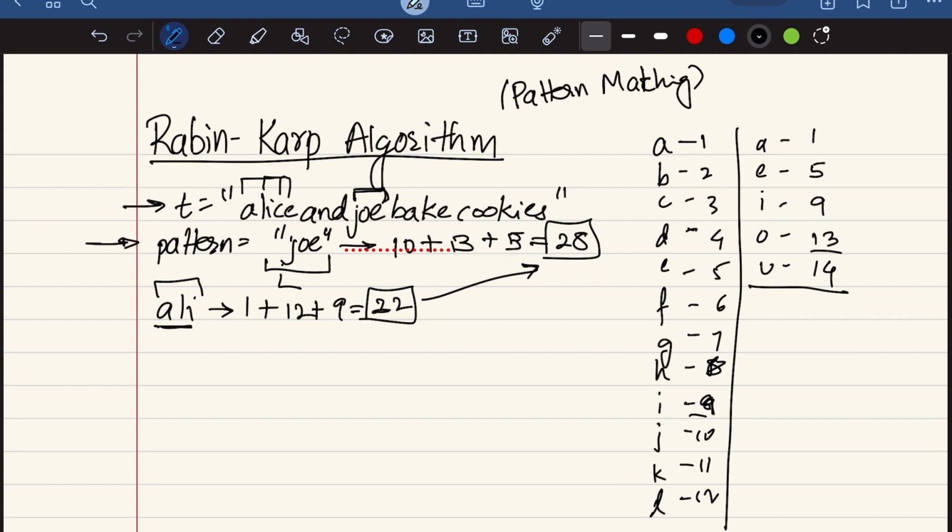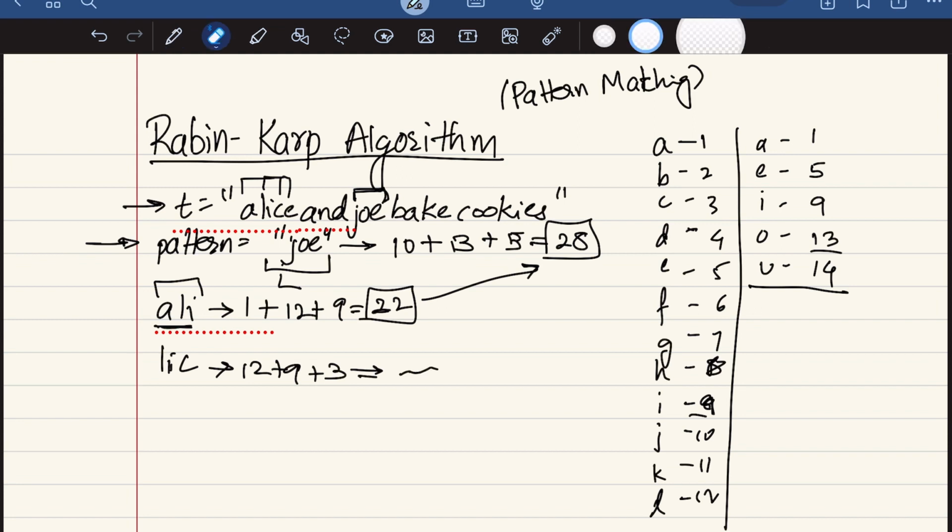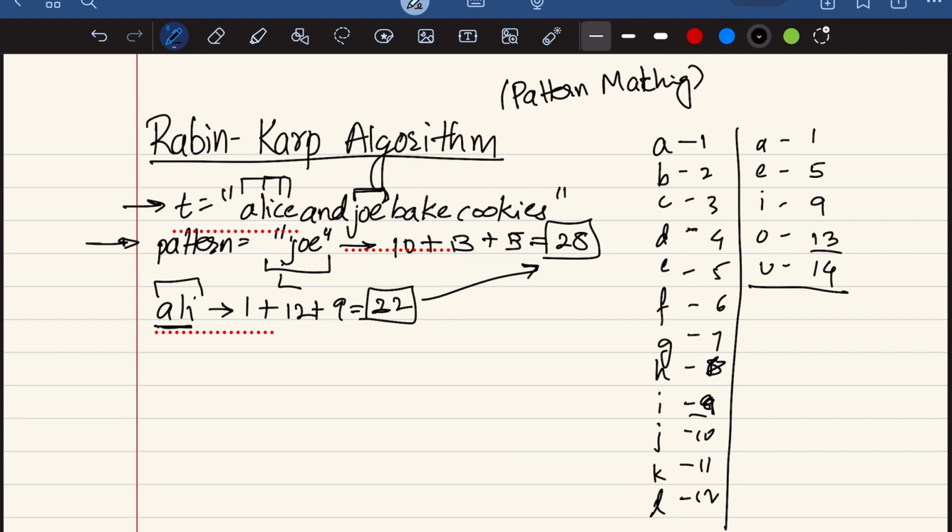We take the next three alphabets and check again. The next three would be L, I, and C. L is again 12, I is 9, and then we have C, which is 3. But if you think closely, we don't have to calculate the value again for L, I, and C. We have already computed the value for A, L, and I. We just have to add the value of C to this and remove A.